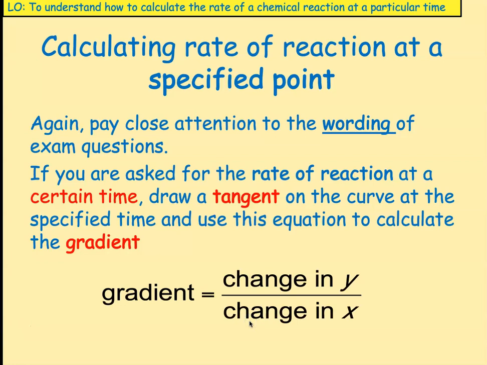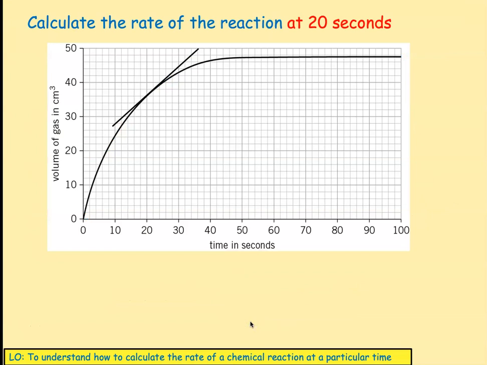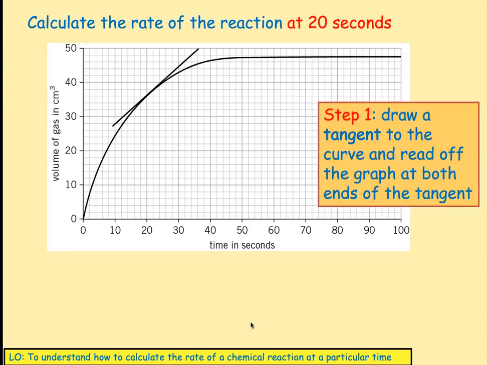Okay, and we're going to use this equation to calculate the gradient of our tangent. So that's a tangent. That's at 90 degrees at 20 seconds. So we have to be very careful that we are drawing it at 90 degrees. So step 1, draw a tangent to the curve and read off the graph at both ends of the tangent. So we're looking at 48 centimeters cubed and 28 centimeters cubed. And at the bottom, for the time, we have got 10 seconds and 34 seconds.